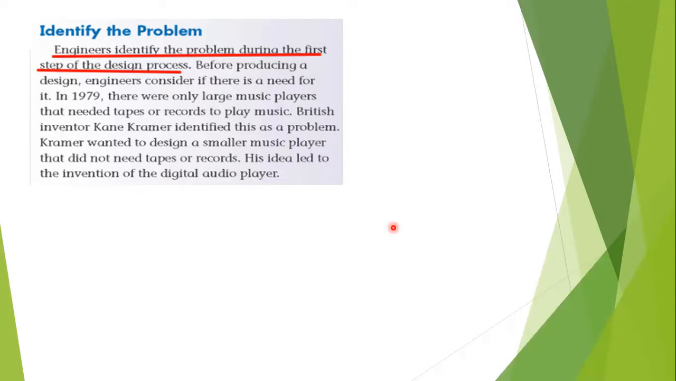In 1979, there were only large music players that needed tapes or records to play music. Now I'll show you the picture. British inventor Ken Kramer identified this as a problem. Kramer wanted to design a smaller music player that did not need tapes or records. His data led to the invention of the digital audio player.